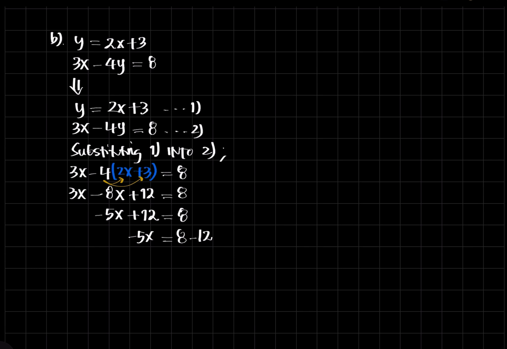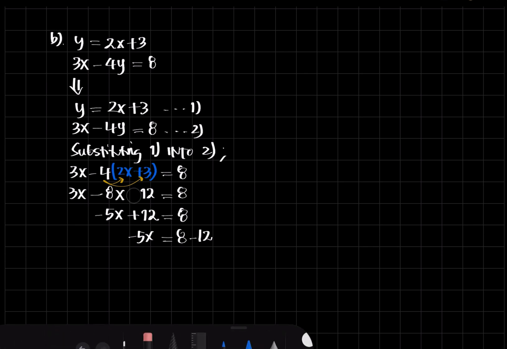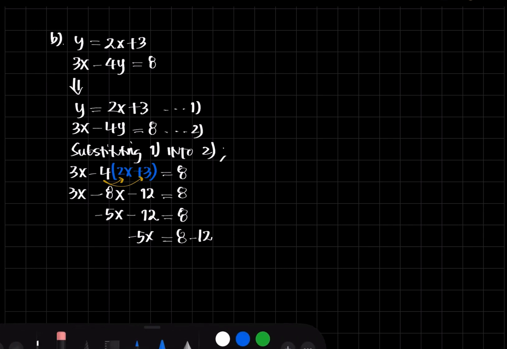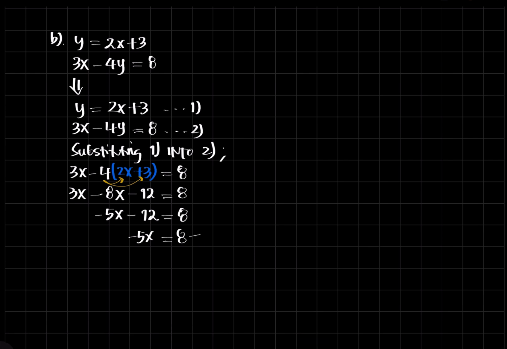Oh yeah, here we forgot that this is going to be negative 12 on the other side. So then it is supposed to be 8 plus 12. Okay, that's the right one. So then this is 20 over negative 5. So x is going to be negative 4. Now we have x equals negative 4.